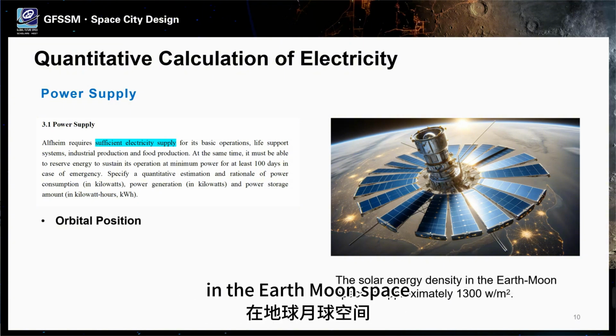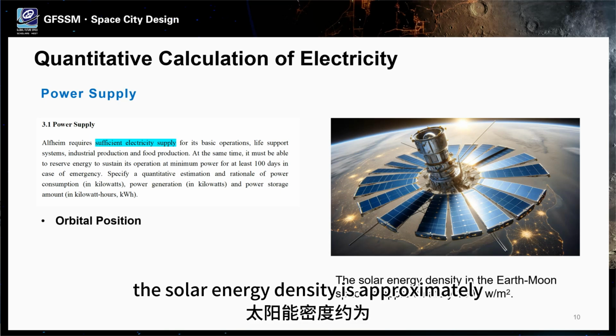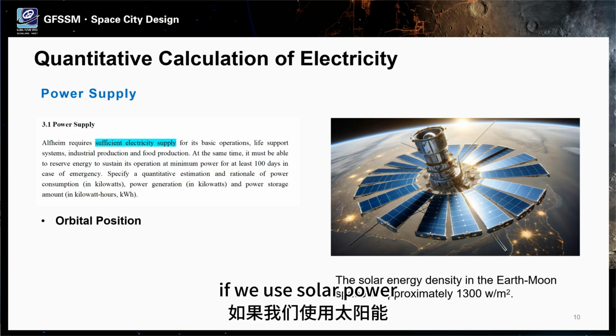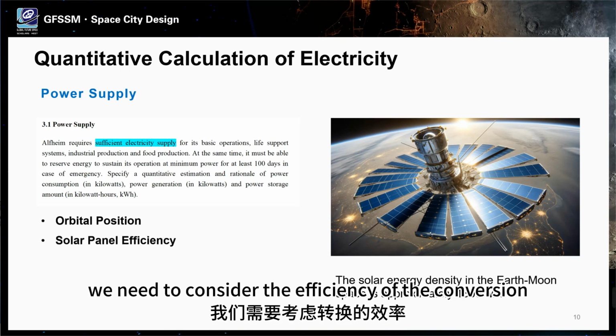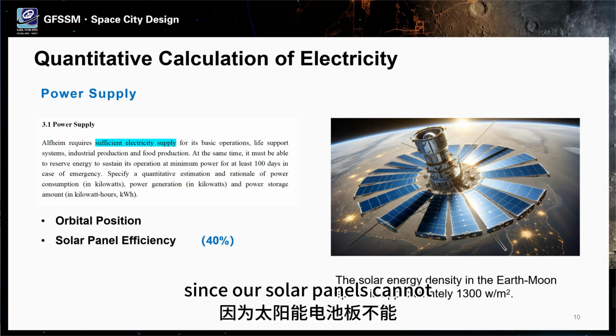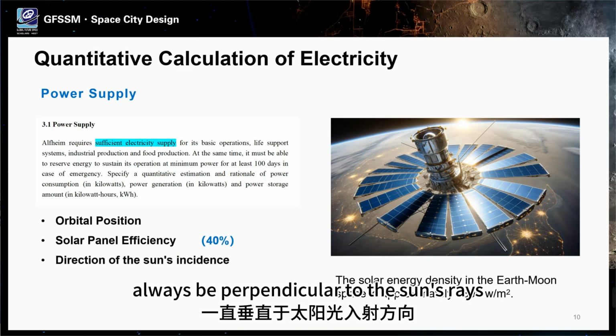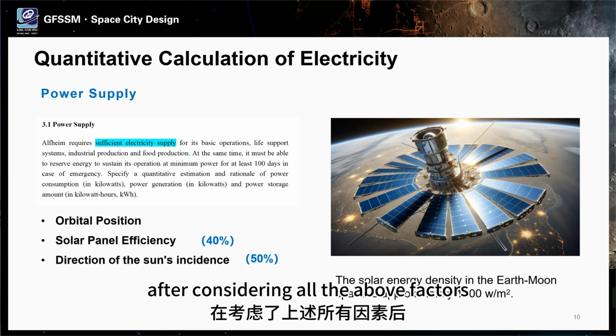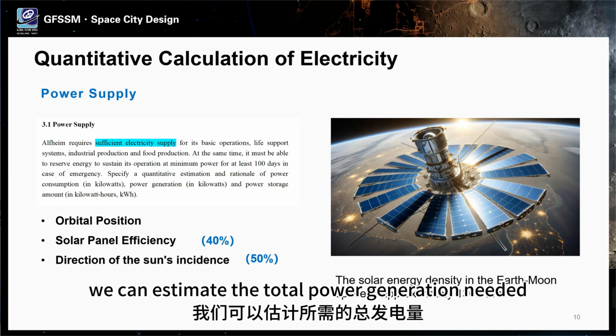In the Earth-Moon space, the solar energy density is approximately 1,300 watts per square meter. If we use solar power, we need to consider the conversion efficiency, which could be around 40%. Since our solar panels cannot always be perpendicular to the sun's rays, we might lose about 50% of energy. After considering all the above factors, we can estimate the total power generation needed.